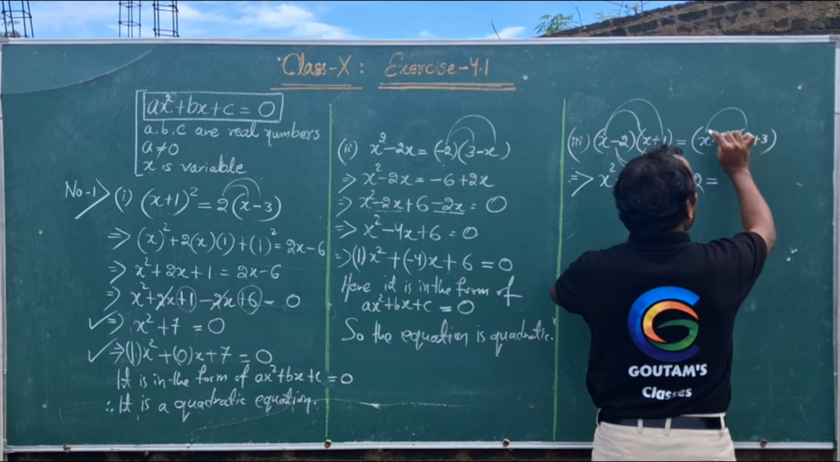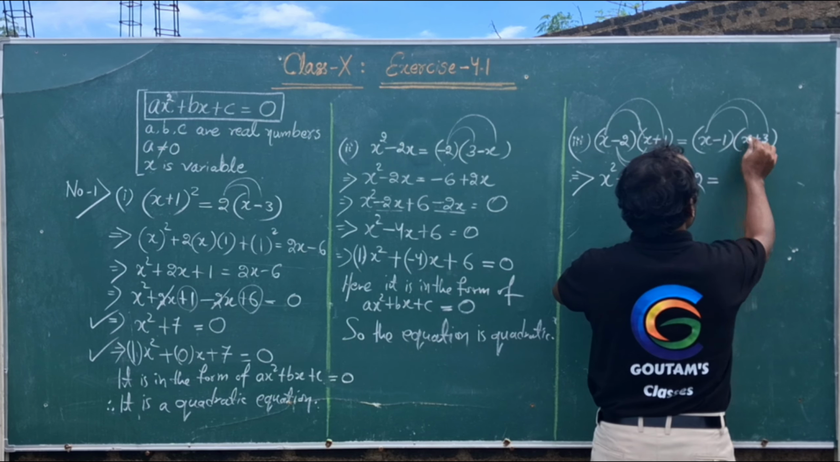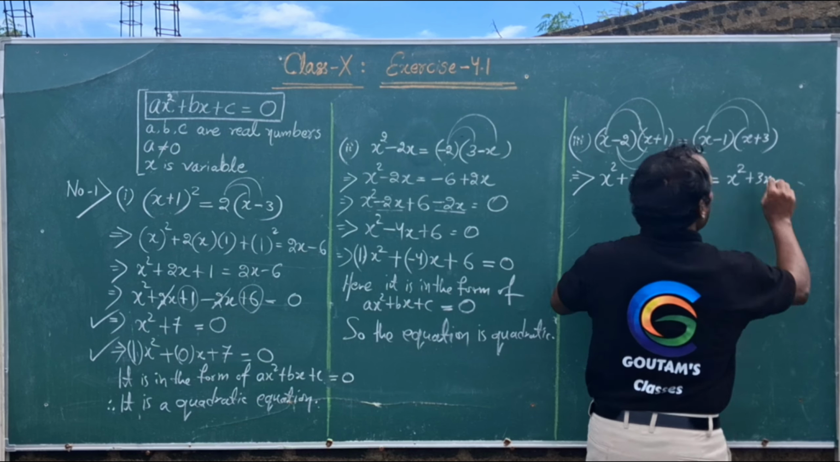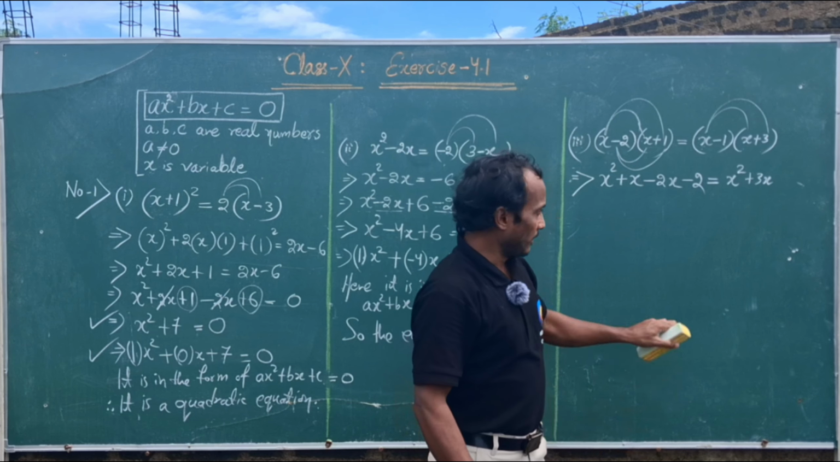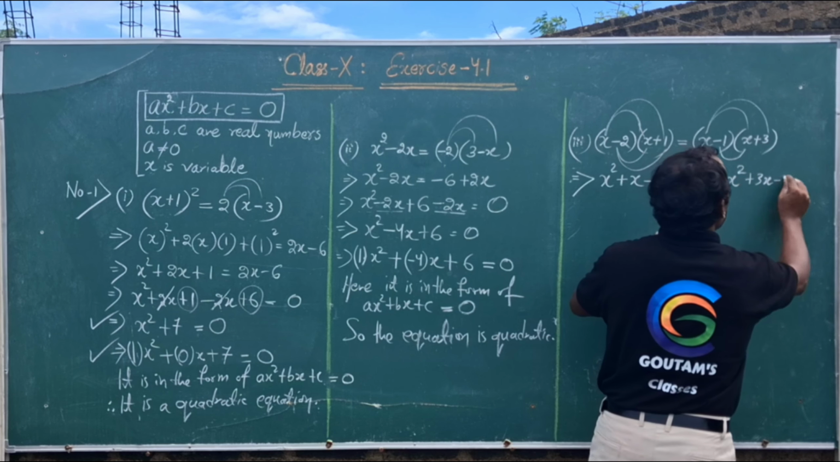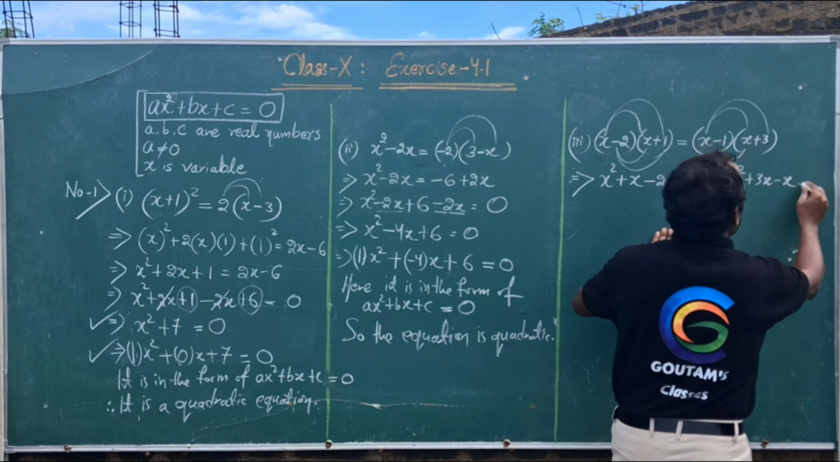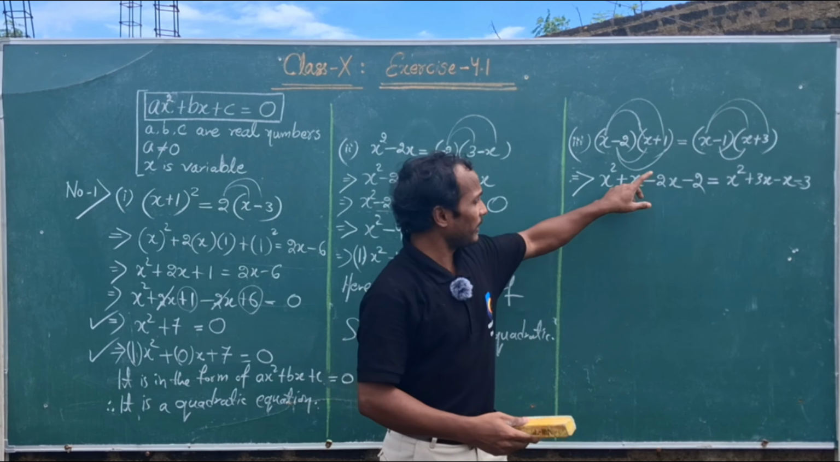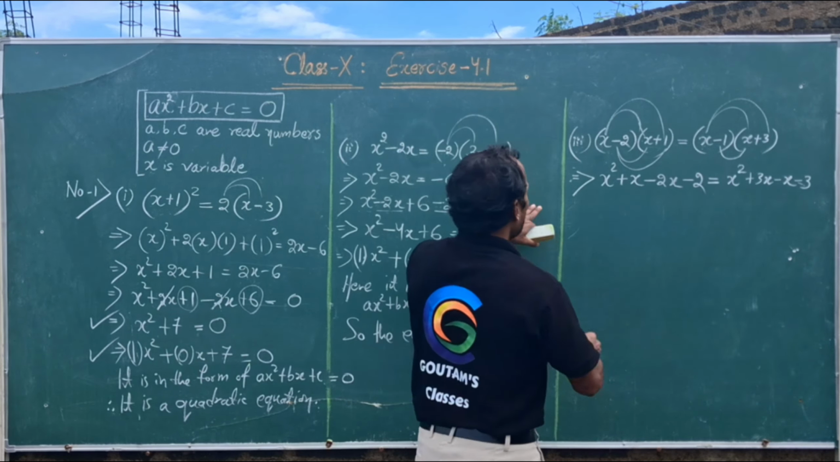x multiplied with x is x square, x multiplied with 3 is 3x. Are you clear? Let's continue. Minus 1 into x is minus x, and minus 1 into plus 3 is minus 3. Now this part is clear. Have a look at what we shall do.